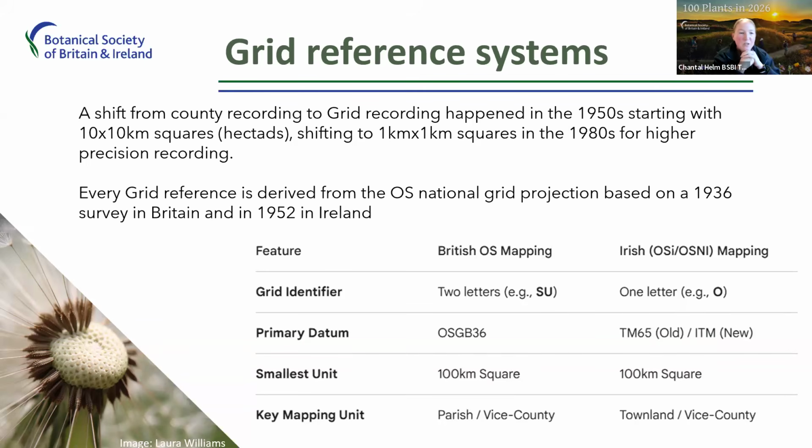So around the 1950s, we started using hectads, the 10 by 10 kilometer squares. And then about the 1980s, we started shifting to monads, which is the 1 kilometer by 1 kilometer squares. So we got a much higher precision of recording. And the grid references are derived from the Ordnance Survey National Grid Projection Maps.